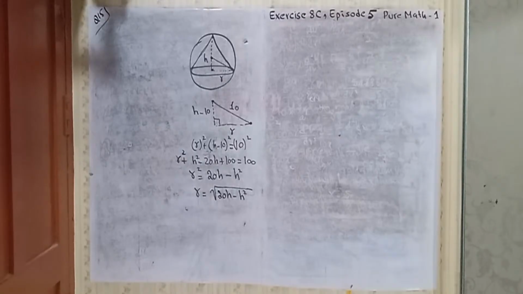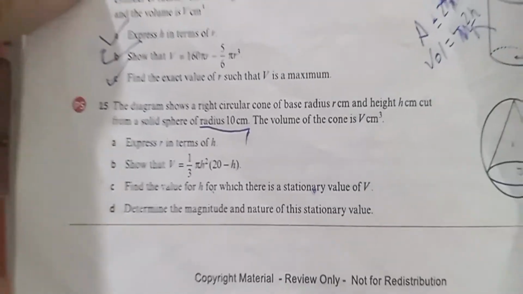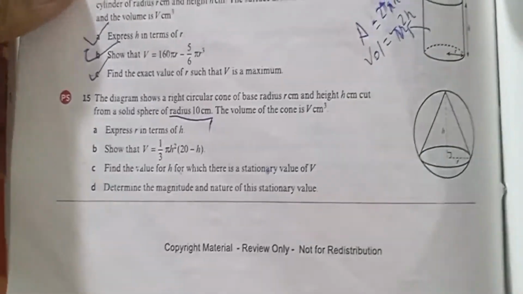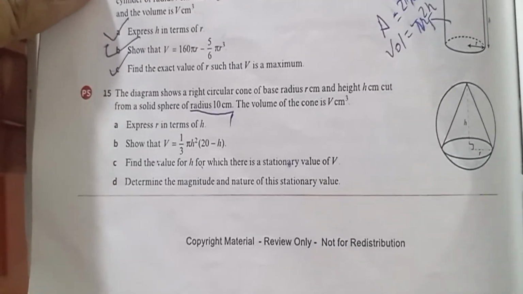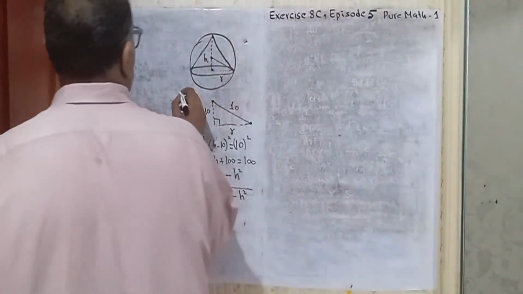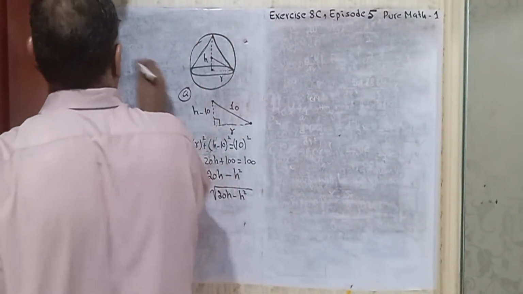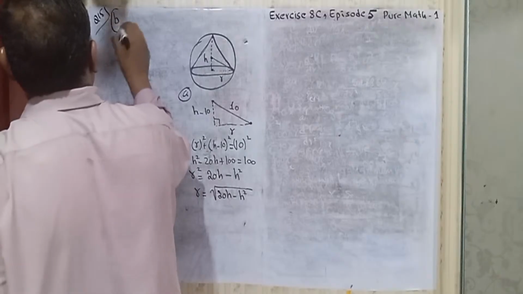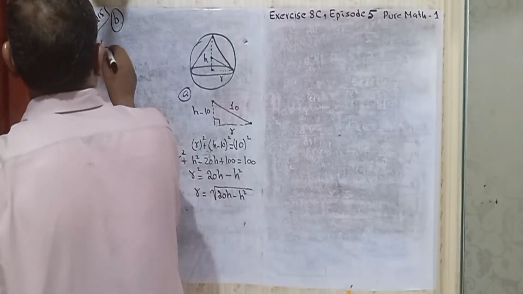In the B part, he says show that the volume of the cone, where V represents the volume of the cone, is 1 by 3 pi h square bracket 20 minus h. We have to show this. The B part I'm going to do here. We have to show the volume of the cone.